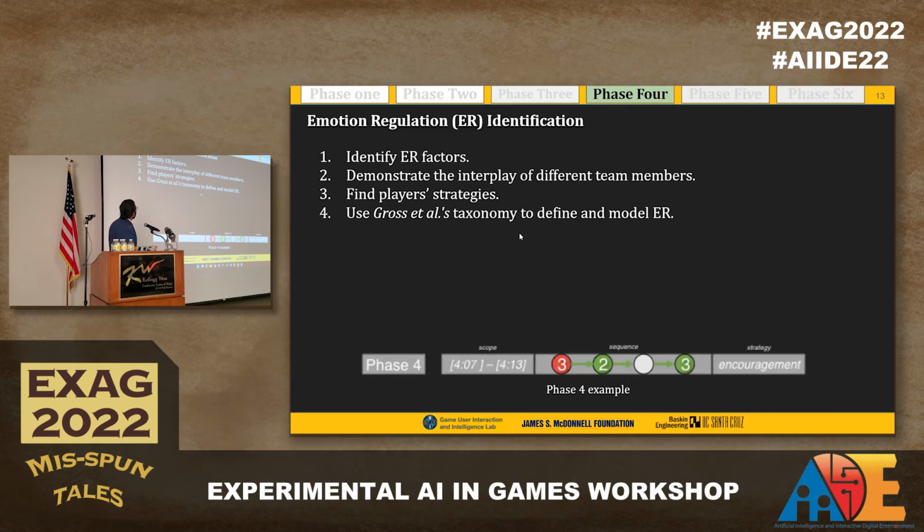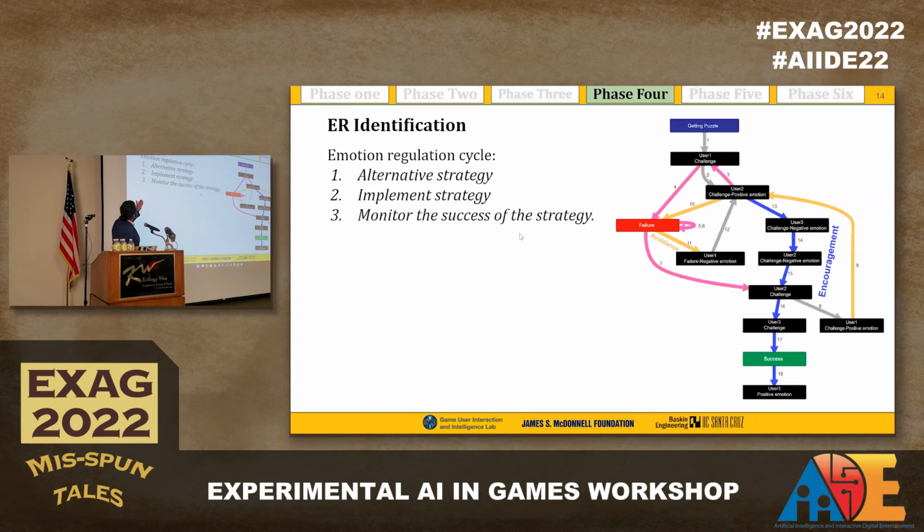And of course, in phase 4, we went through emotion regulation identification. There is a lot of literature around this in psychology. In general, we use one of the famous ones, Gross taxonomy, to define emotion regulation models. We use the cycle: first, players alternate their strategies, they implement them, and they monitor whether they succeed. We followed these cycles throughout the data we had, throughout the dependency graph we got, and we found 3 distinct strategies in our game.